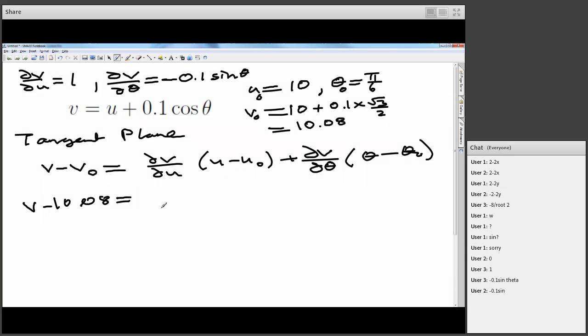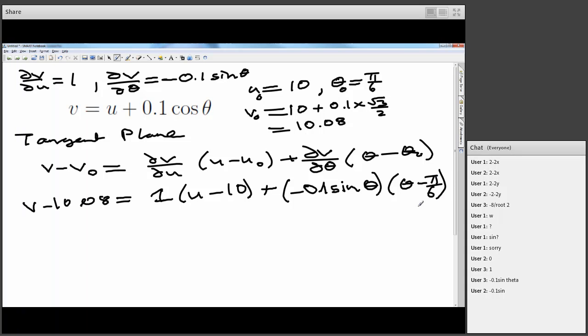So at first glance, I'll write the wrong thing down first. So del v del u would be 1 times u minus its reference value of 10, plus, the incorrect thing to do would be just to write down the minus 0.1 sine theta times theta minus its reference value of pi over 6. So what have I done wrong? What's the mistake in how I've written it down? Anyone spot it?